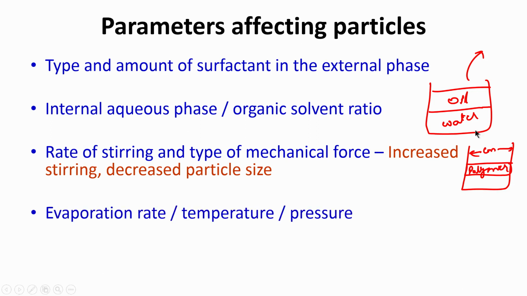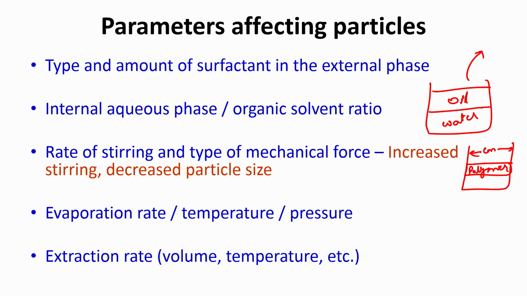And then, at what rate we are evaporating it out, at what temperature we are evaporating out. When we say evaporation, we are talking about the oil phase itself. The oil phase will have different evaporation rates at different temperatures and pressures. So, depending on all that, you will have a different amount of precipitation of your polymer happening. That will also affect the particle size.